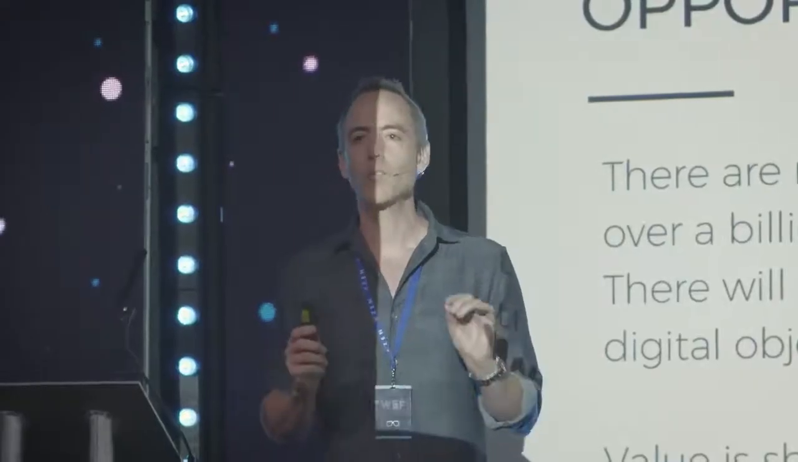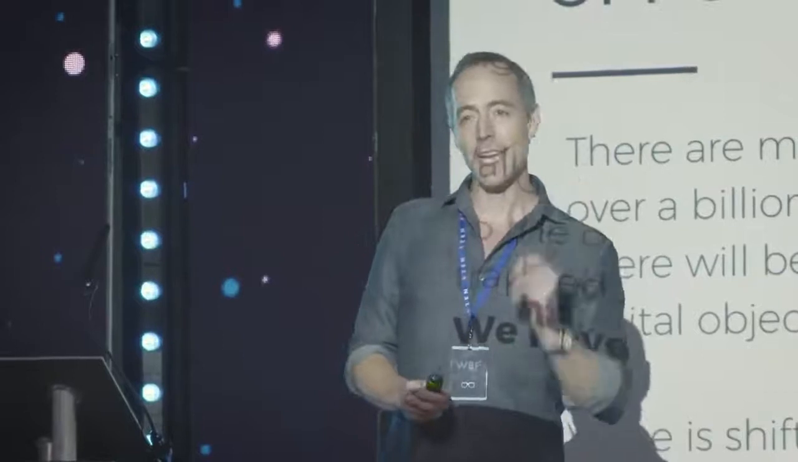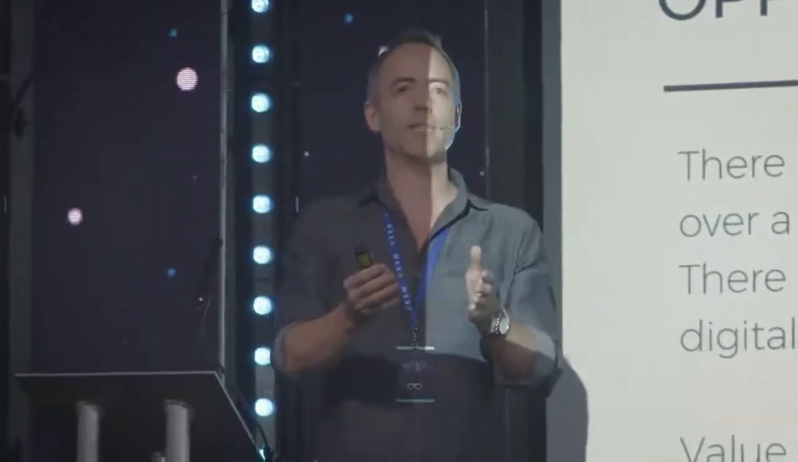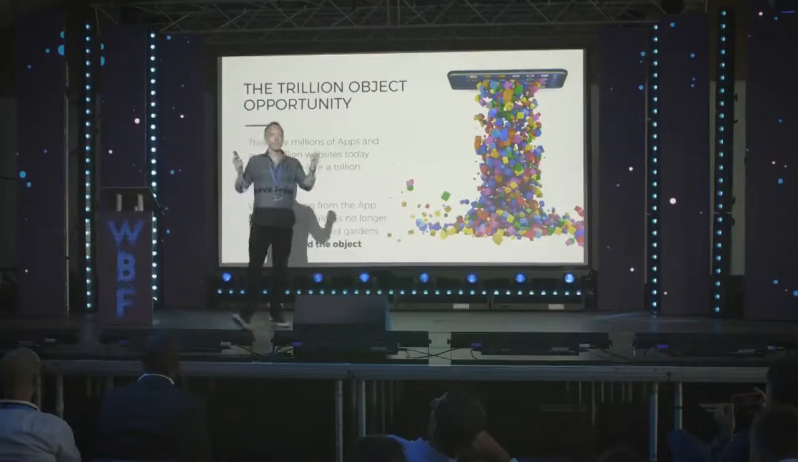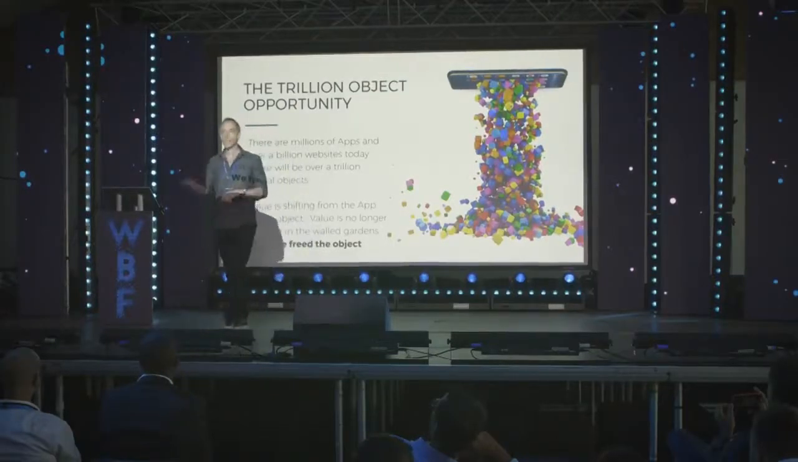And when you think about it, what's the point of an app or a website? It's really to create the walled garden to provide the digital rights management to the object inside. We believe the value is shifting from the walled garden to the object itself. It's moving away from the app, away from the application, and into the object. Because think about an app like a Starbucks app or any type of loyalty app.